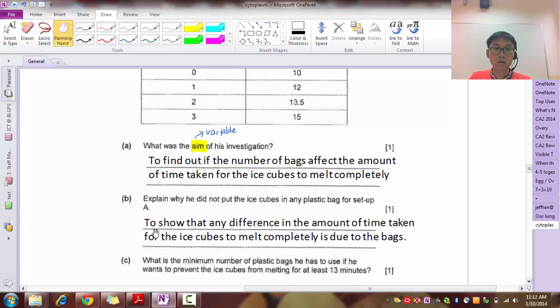Alright, so his purpose is to show that any difference in the amount of time taken for the ice cube to melt completely is due to the bags.